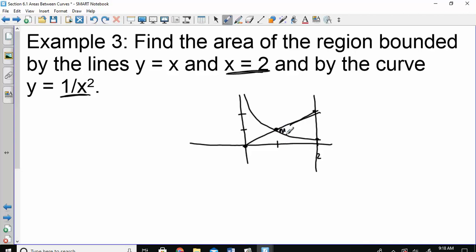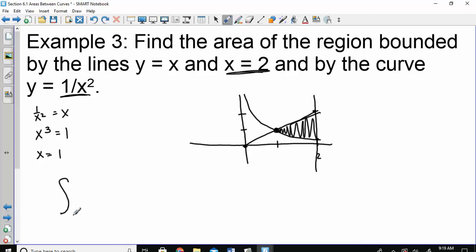So I kind of got my graph just by plugging in some points. And we were lucky we saw where these two curves meet just by that. You could also set them equal to each other if you wanted to do it that way. 1/x squared equals x. So if you multiply, you get x cubed equals 1. Cube root of 1 is 1. So we see that they meet when x equals 1.